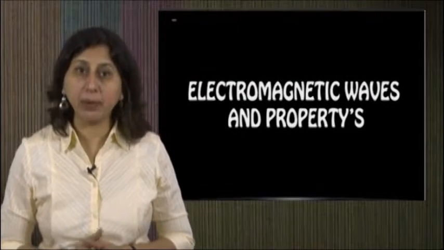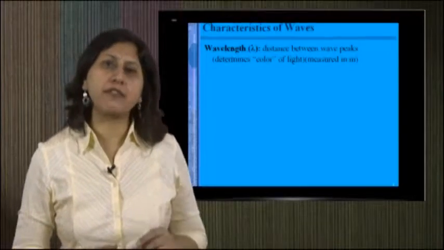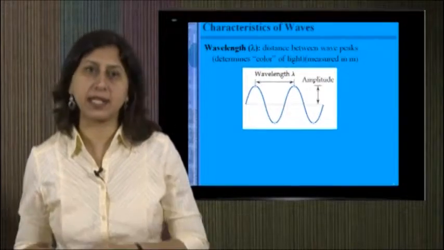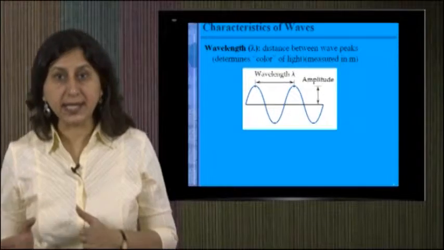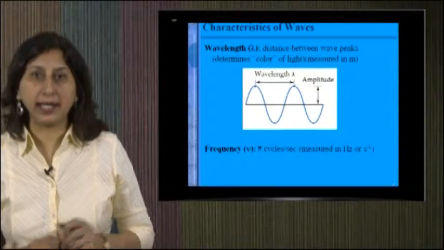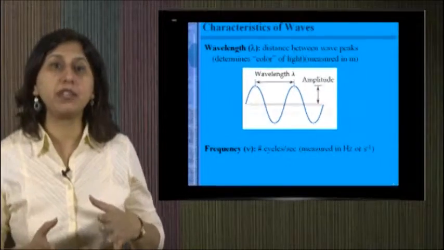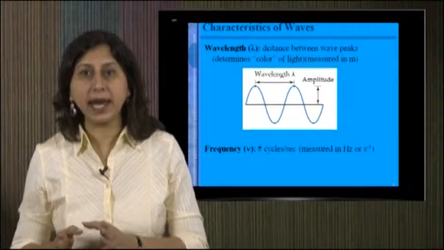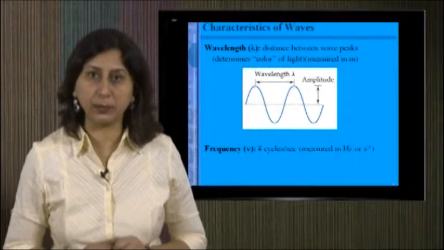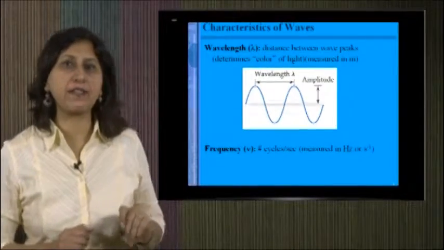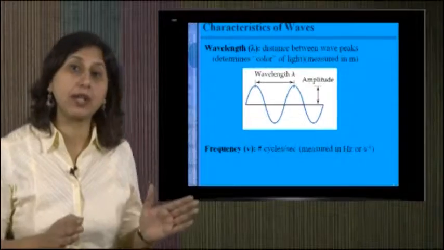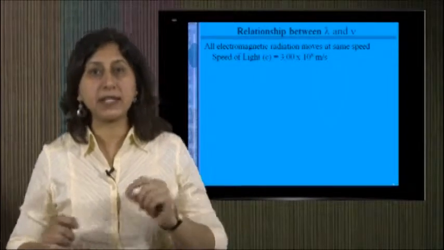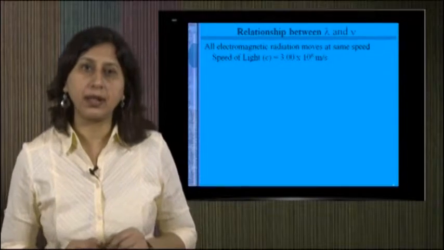Electromagnetic waves and properties. Electromagnetic waves are propagated by oscillating electric and magnetic fields oscillating at right angles to each other. Electromagnetic waves travel with a constant velocity of 3 × 10^8 m/s in vacuum. Electromagnetic waves are not deflected by electric or magnetic field. Electromagnetic waves can show interference or diffraction.